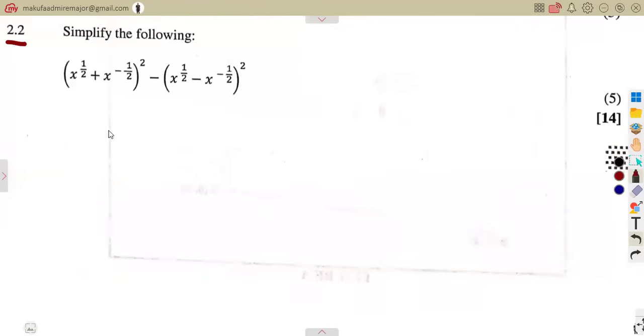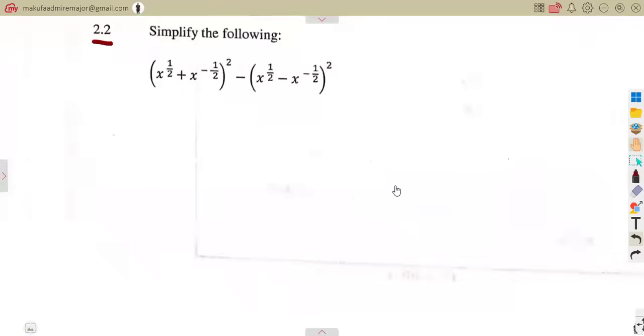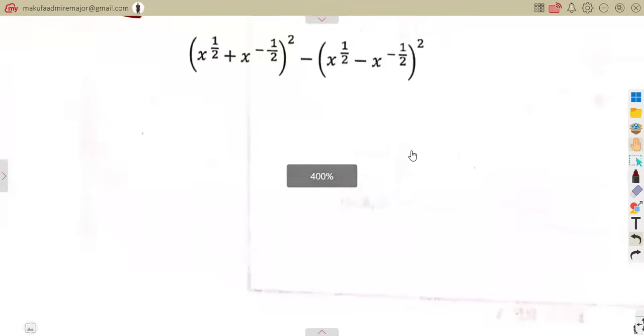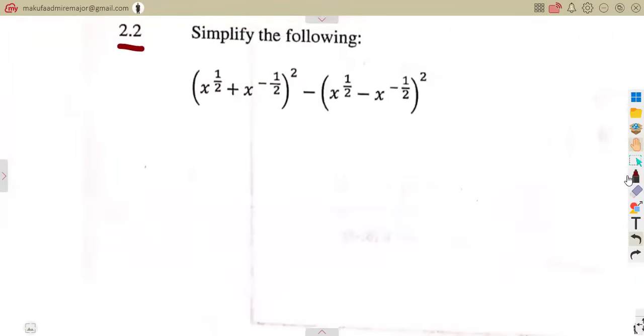Okay, 2.2, you are given, simplify the following. All right, 5 marks for this. Let me just try and increase it and make it here. That's x to the exponent of 1 over 2 plus x to the exponent of minus half, all to the exponent of 2. All right, they are actually trying by all means for you guys to understand, because you could have just expanded these brackets in the normal sense. I've got 2 brackets, I expand them, which is very, very fine.